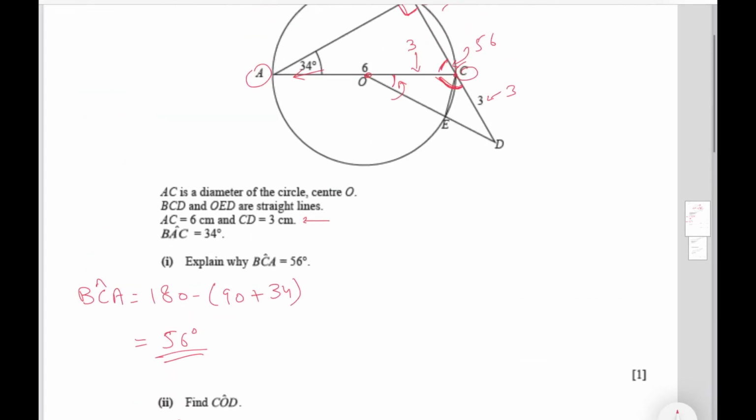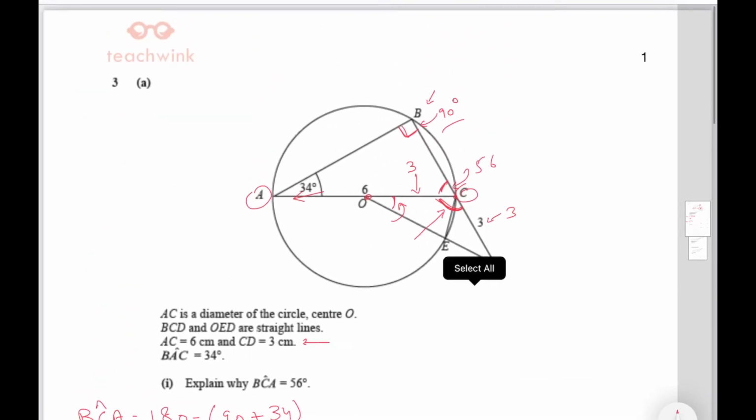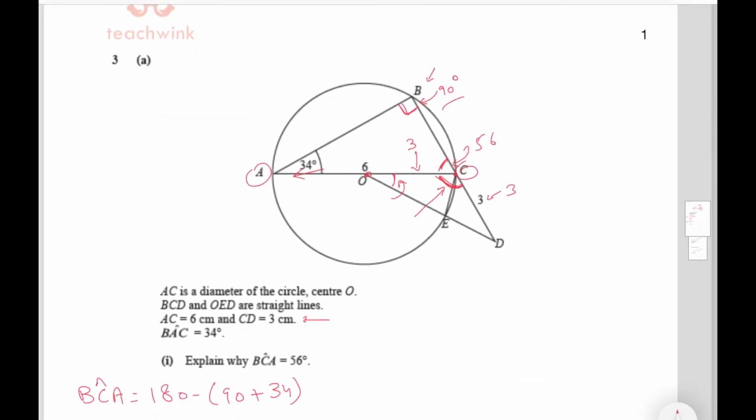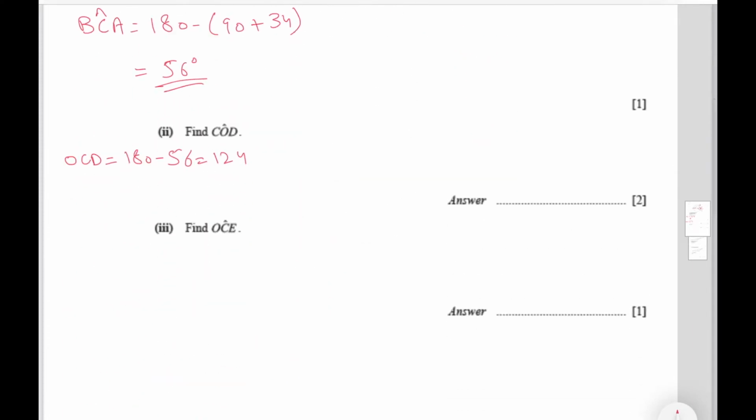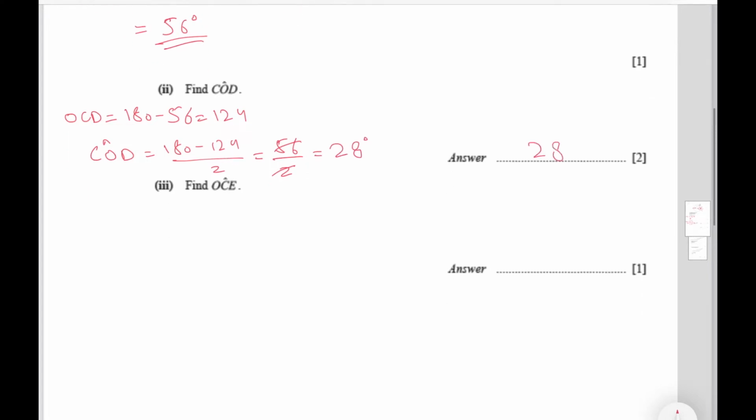Now since we have this angle right here, that is 124, if we subtract that from 180, we would get 56, and then 56 would be divided into two parts. That gives us COD and CDO. So angle COD is technically 180 minus 124 divided by 2, which gives us 56 divided by 2. This eventually gives us 28 degrees. So our answer is 28 degrees.